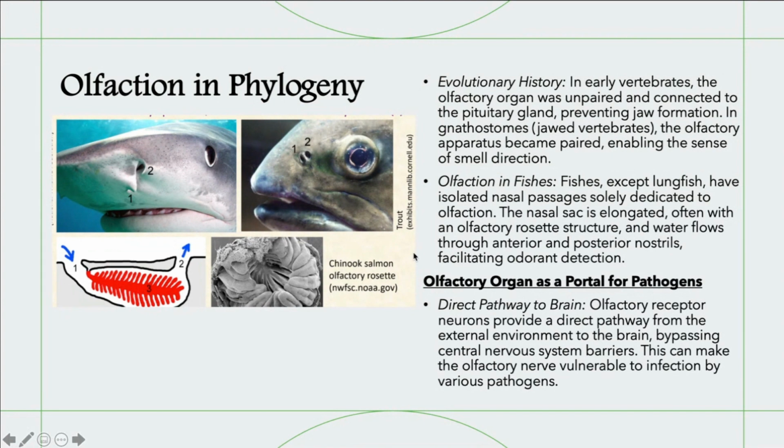Then the olfactory organ as a portal for pathogens. So olfactory receptor neurons provide a direct pathway from the external environment directly into the brain and therefore bypass the central nervous system barriers.